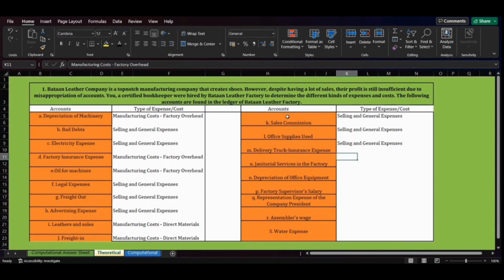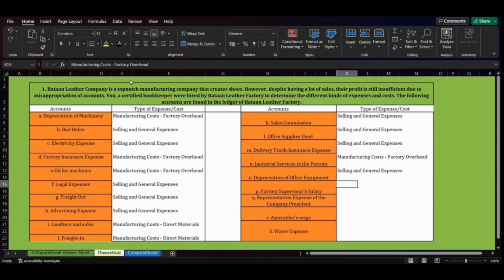So janitorial services in the factory. So even though it is a janitorial service, since the janitorial services were used in the factory, it is not part of the materials or the labor, but it is part of the factory overhead. Next is the depreciation of office equipment. We consider depreciation of office equipment as selling and general expenses, or specifically general expenses, coming from the word office.